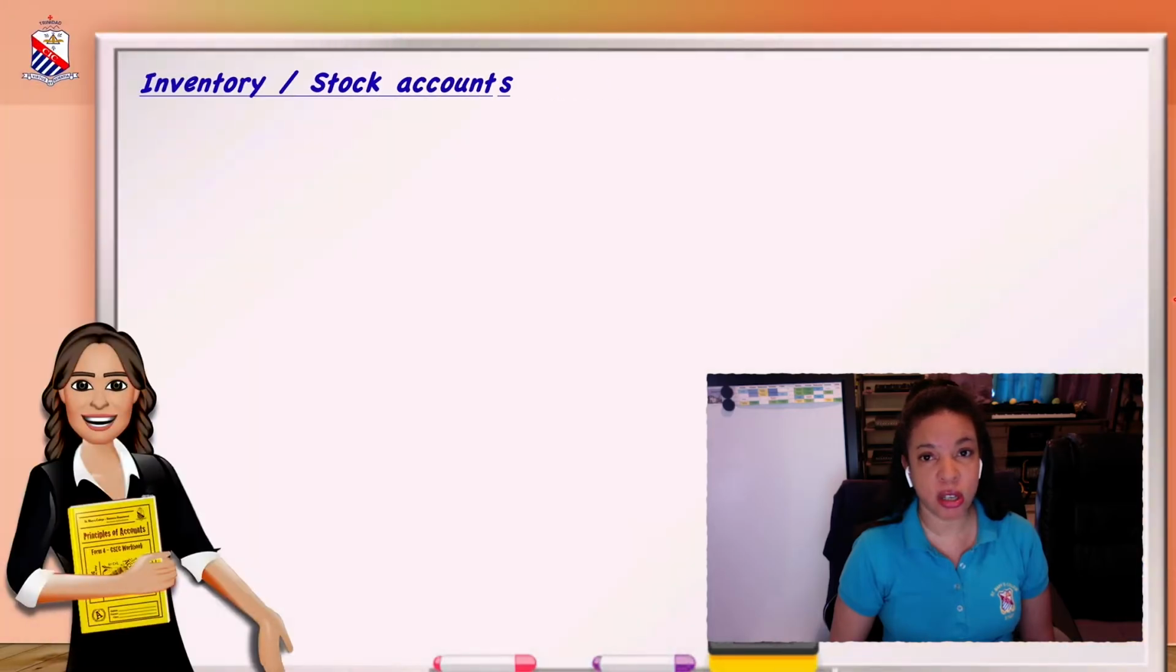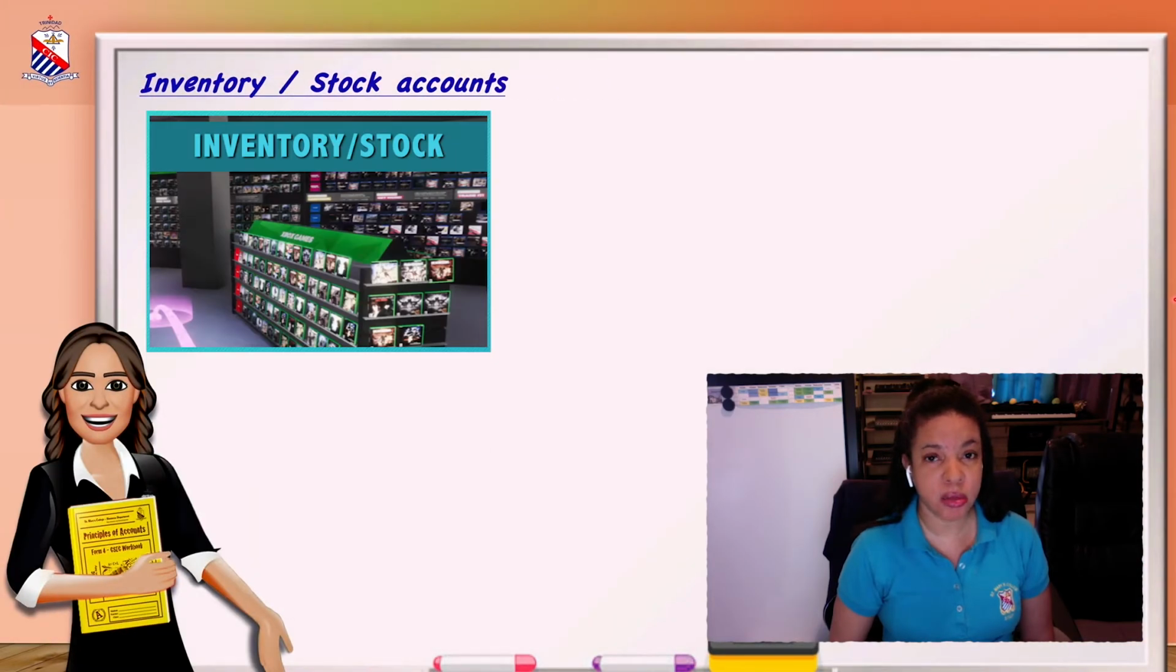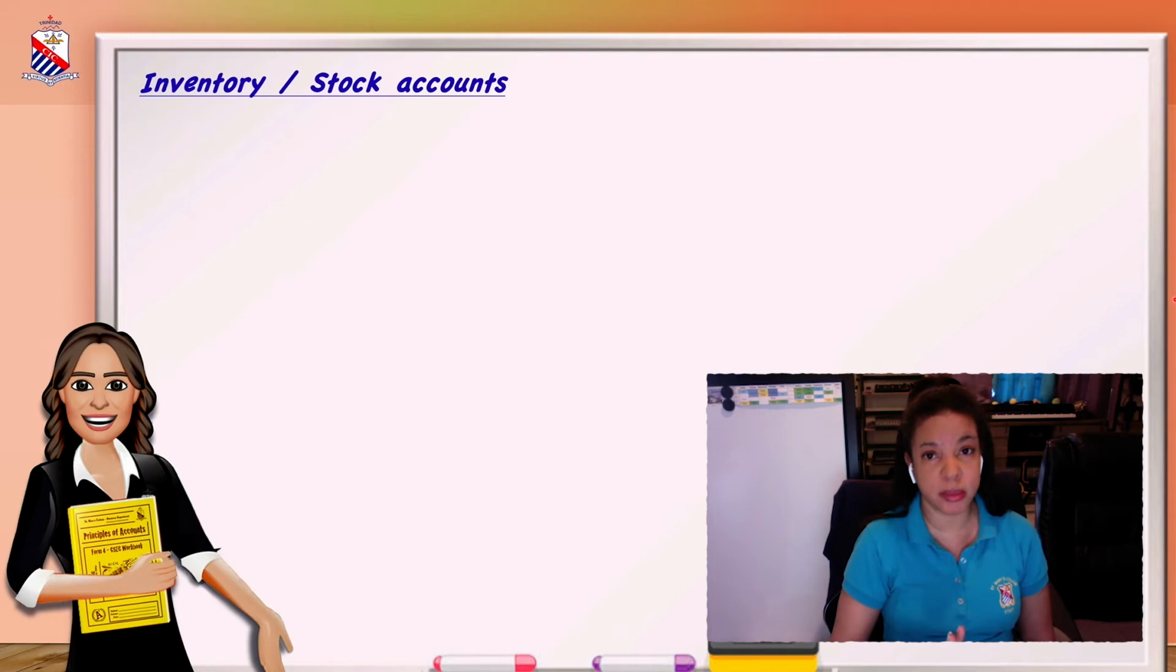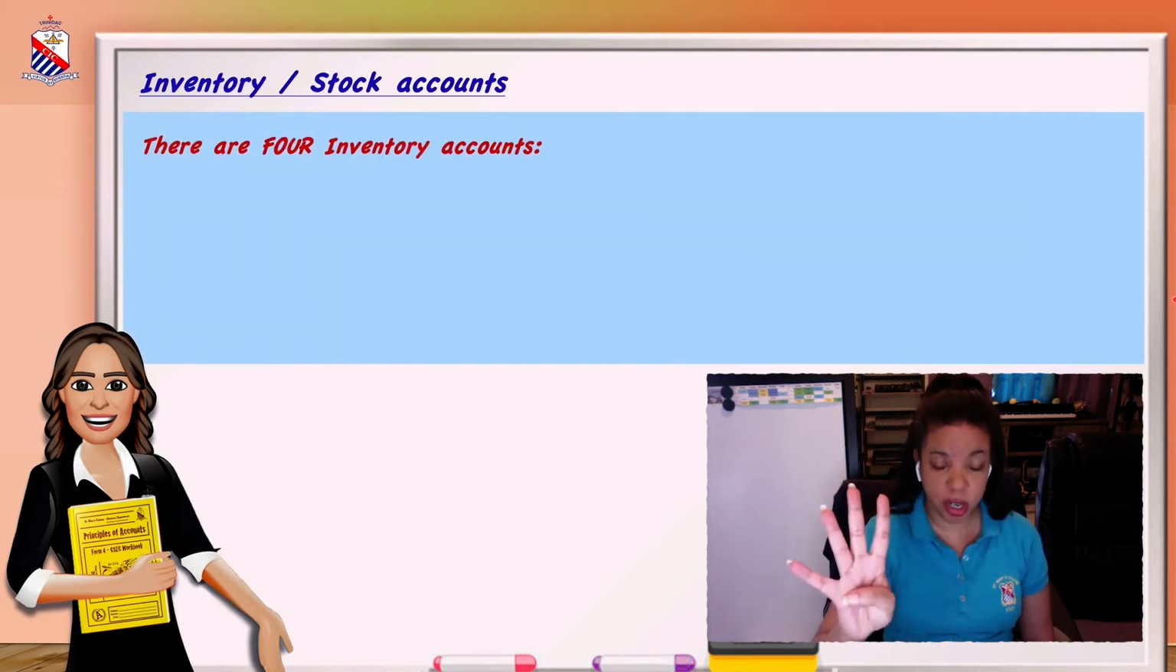So what we're going to do today is inventory and stock accounts, because in accounting, for our accounting records, we do not draw up an inventory account or one inventory account. We actually have 4 inventory accounts that are basically named after the transaction. So we can only sell inventory, purchase inventory, return inventory, or have inventory returned to us, the business. So those are the 4 accounts.